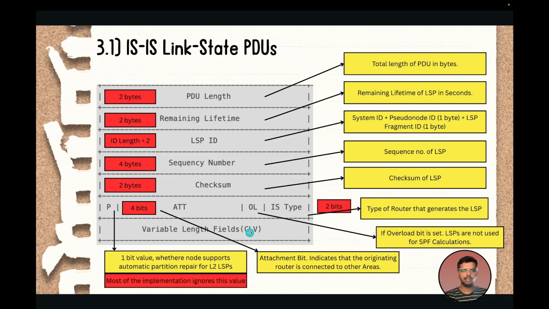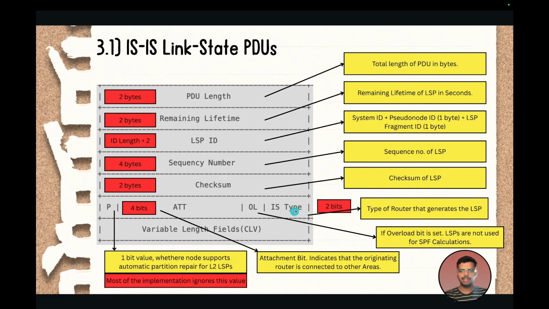Then we have the 4 bit ATT value. ATT means the attachment bits, which indicate that the originating router is connected to other areas. Then we have the overload bit. If this overload bit is set, then the LSPs are not used for the SPF calculation. The overload bit means that the device sending these LSPs is overloaded. So all of the links exchanged in these PDUs are not used for the shortest path calculations. They will simply be in the database, but will not be included in the SPF calculations.